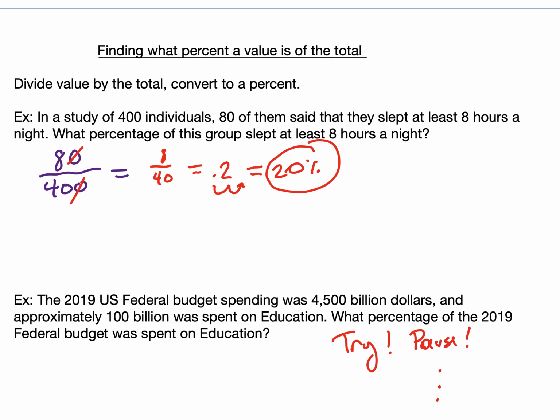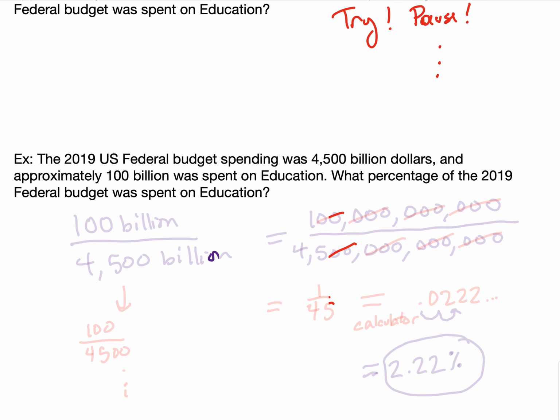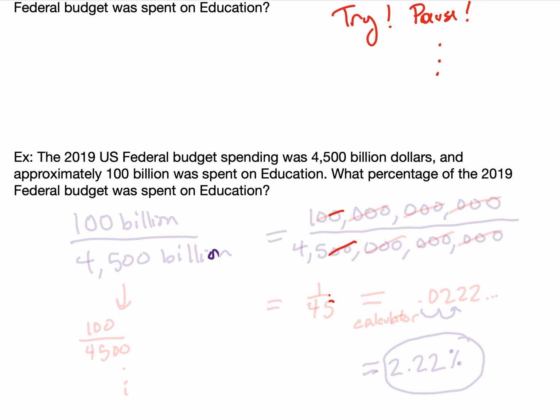Okay, so let's try this out together. So the total spending was $4.5 trillion, or $4,500 billion, and the amount spent on education was $100 billion. So we're trying to figure out what percent $100 billion is of $4,500 billion. So we're trying to figure out what percent $100 billion is out of the total. One option is that you could just put this directly into a calculator.